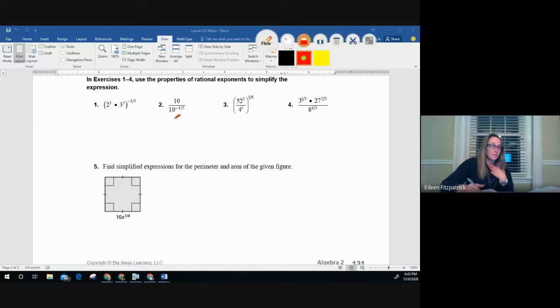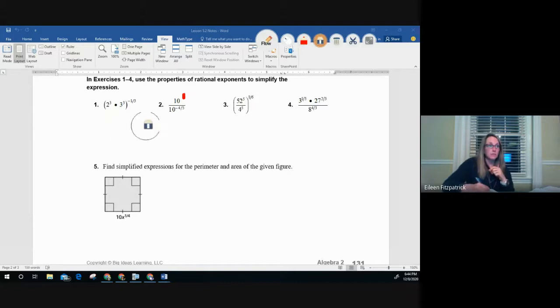Okay, for the next problem, because we have the same base, our exponent rule is to subtract the exponents. That's one option. So one option is you write down the base and then you subtract the exponents, 1 minus negative 4/5. That's one way of doing this problem.